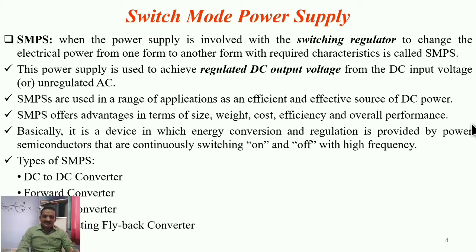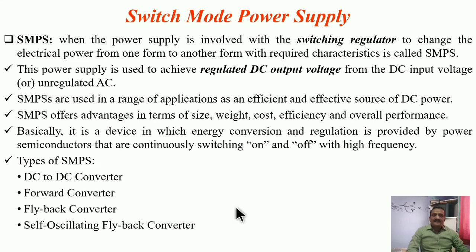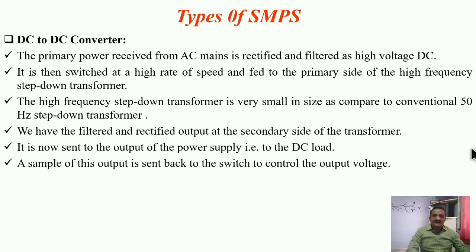The same things I told are given over here, so just go through this slide. Now there are various types of SMPS like DC to DC converter, forward converter. In detail, the design as well as working, that also we will study. Then flyback converter, self-oscillating flyback converter, etc. All these are the various types of SMPS. So the first one is the DC to DC converter, whatever I just explained, that is nothing but the DC to DC converter.